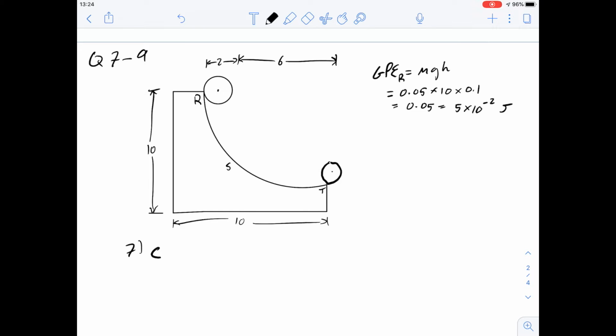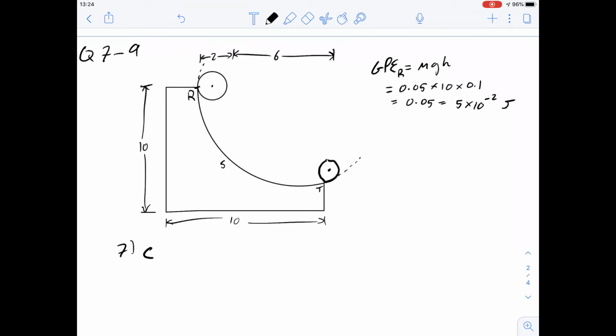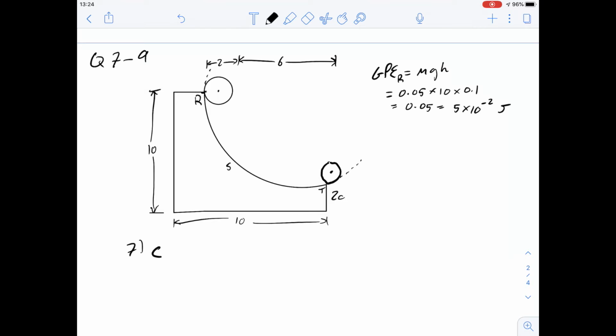Now at T, I've not drawn this very well, the centre of mass is going to be here. So let's work out some of these heights. So we know that the radius of curvature is going to be 8 centimetres. So what that basically means, if you were to draw a circle out of this curve here, the circle would have a radius of 8. So we know that the difference in height from R to T is going to be 8, so that means the height here is going to be 2 centimetres.